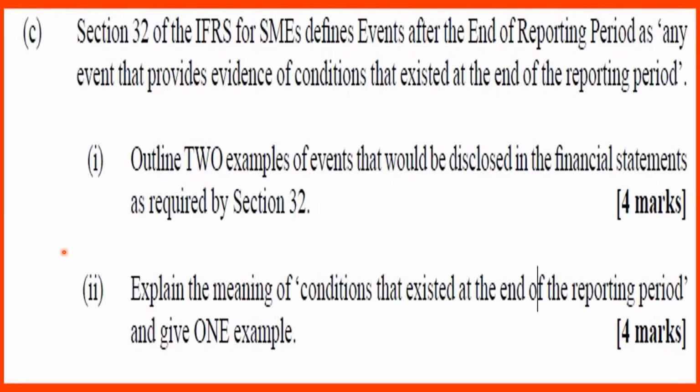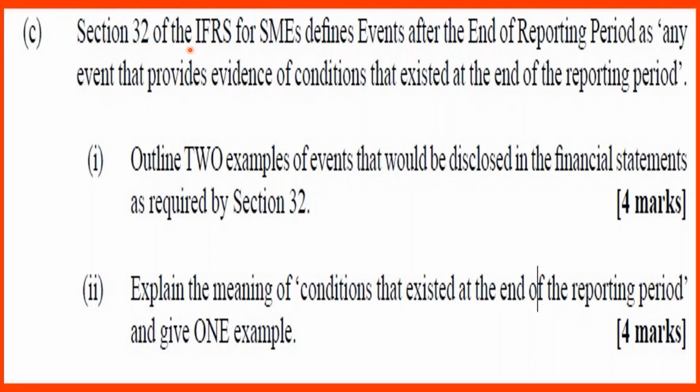Part C, Section 32 of the IFRS for SMEs define events after the end of the reporting period as any event that provides evidence of conditions that existed at the end of the reporting period. And we are asked to do two things: outline two examples of events that would be disclosed in the financial statement as required by Section 32. Now, that would need a bit of explaining what is required here.